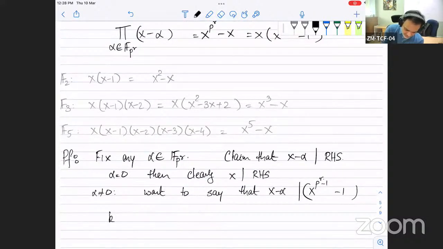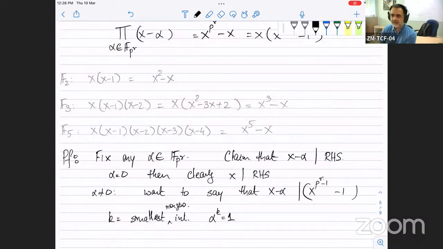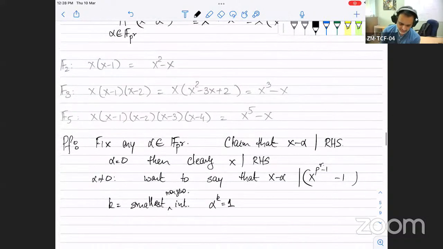Or in other words, let me put it this way. Let k be equal to the smallest integer such that alpha to the k is equal to 1. I mean, smallest non-zero. This is also called the order of alpha. So what does this mean?